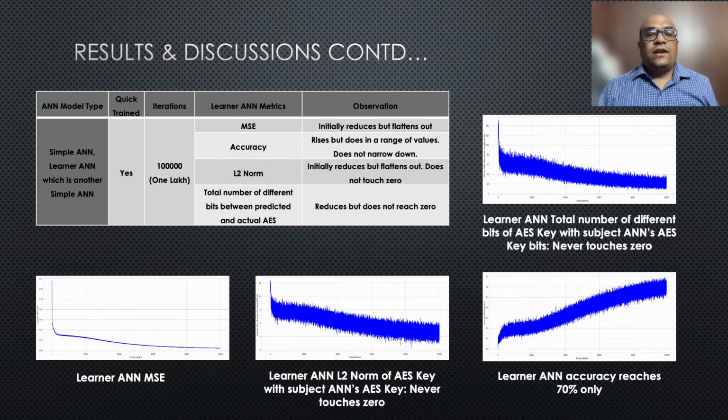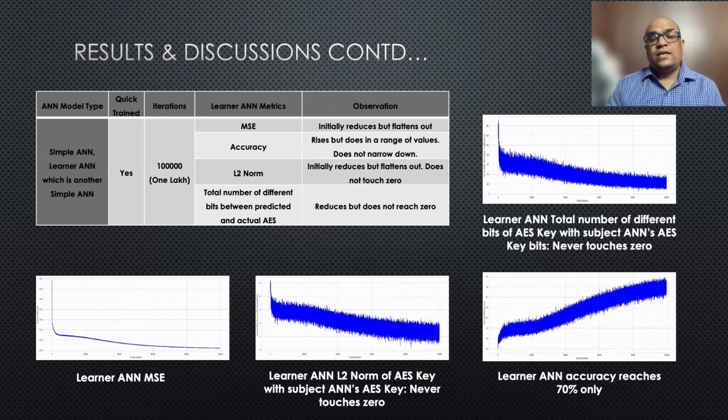And the learner ANN is also not able to learn effectively from a subject ANN. The MSE drops, which means the floating point values of the learner ANN are coming close, and the L2 norm between the learner ANN's AES keys and the subject ANN's AES keys is reducing, but it is not touching 0. The total number of different bits between the learner ANN's AES keys and the subject ANN's AES keys is also reducing, but it is not touching 0.